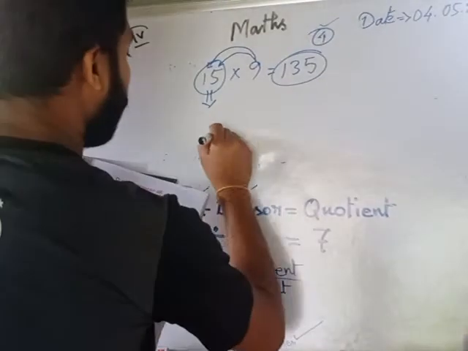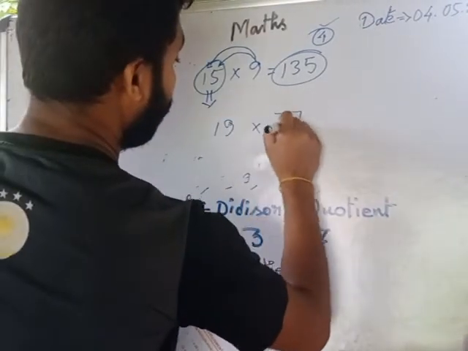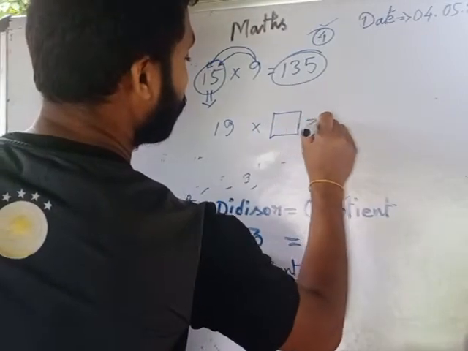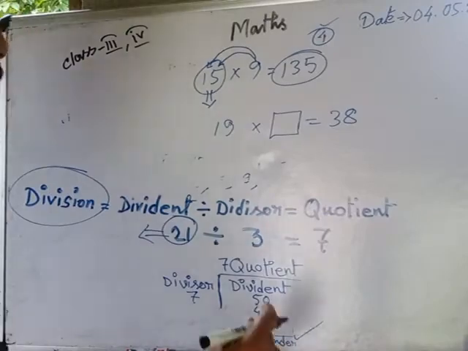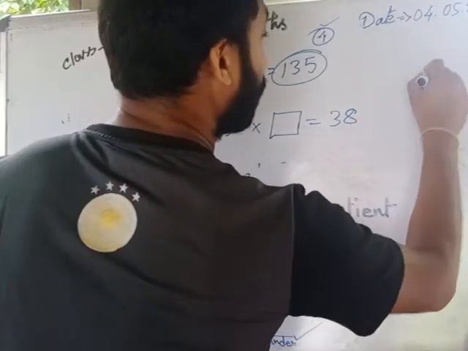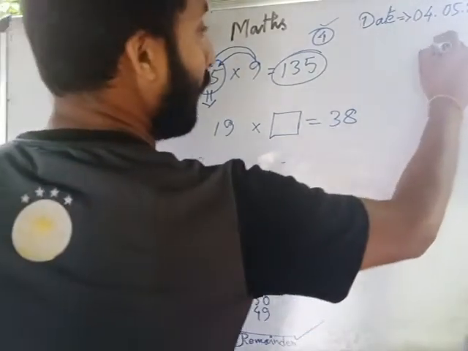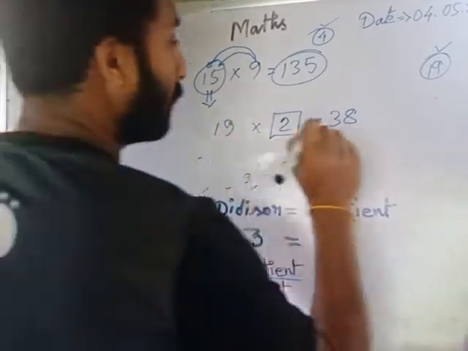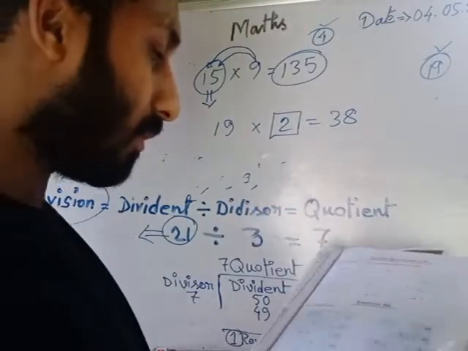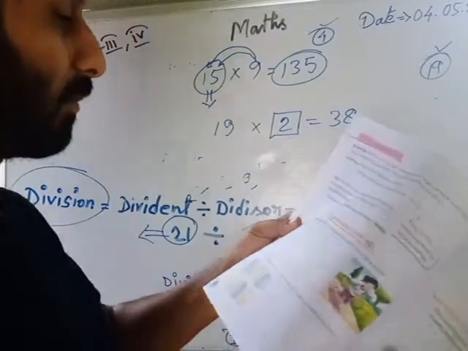Suppose it is 19 multiplied by 2, that is 38. At that time we should count the table of 19. 19 ones are 19, 19 twos are 38, so we should write 38 here. Okay, you should do it as your homework.